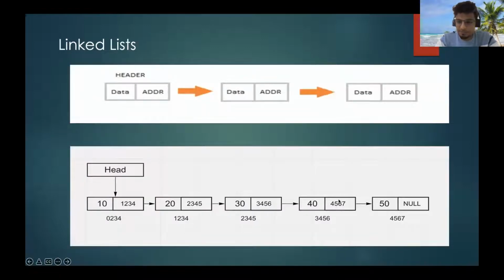So here's a sample singly linked list, where you have a sequence of nodes 10, 20, 30, 40, and 50. Each node has data and an address which points to the next node. Basically, 10 points to 20, and node 20 is in location 1, 2, 3, 4. Similarly, 20 points to 30, and 30 is in location 2, 3, 4, 5.